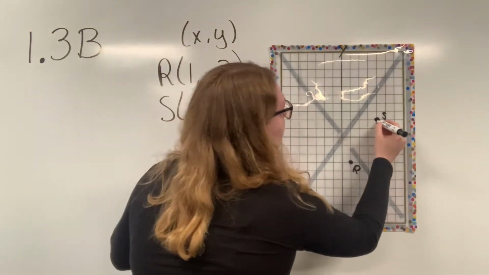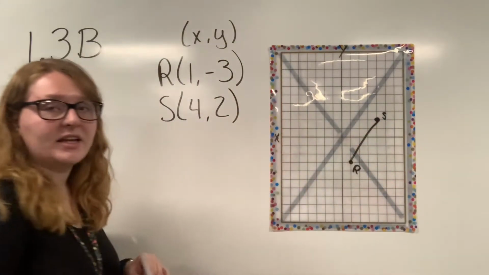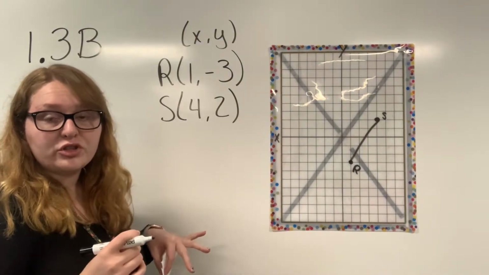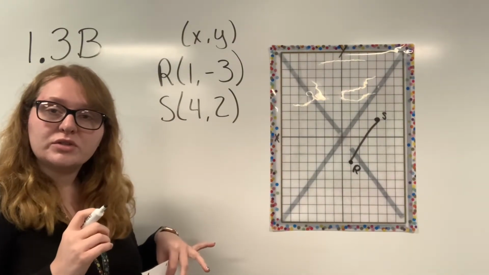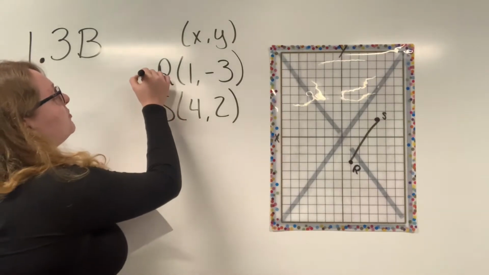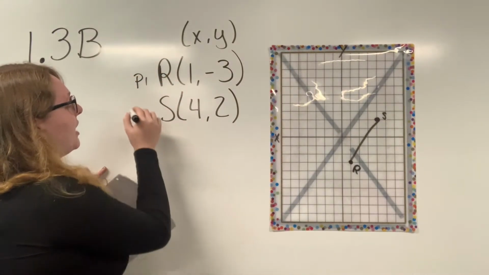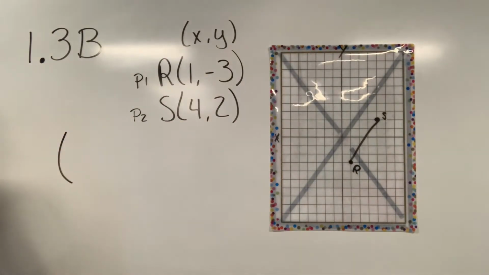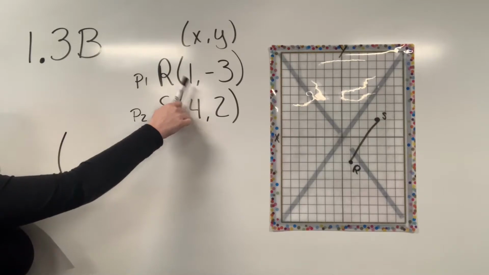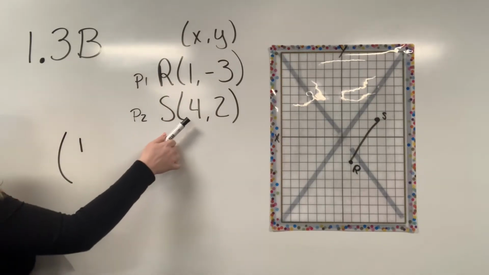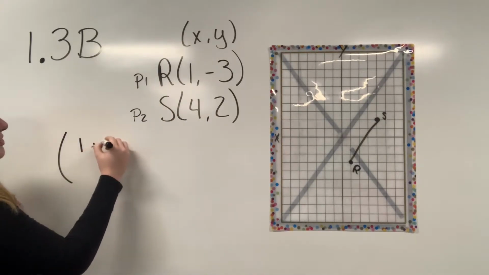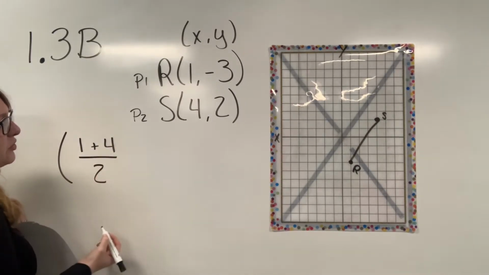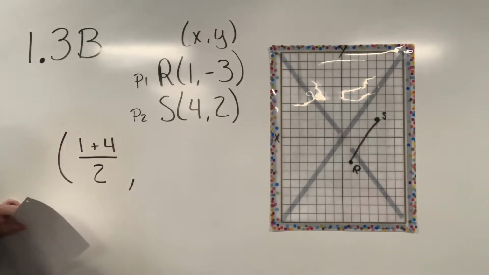So if this is a segment, we want to find its midpoint, okay? It doesn't matter which point you choose as your point 1 and which one you choose as your point 2. I'm going to pick R as our point 1 and S as our point 2. So when we plug into our formula, our first x is a 1. Our second x is a 4. So I have 1 plus 4. I'm going to divide that by 2 and have our comma.